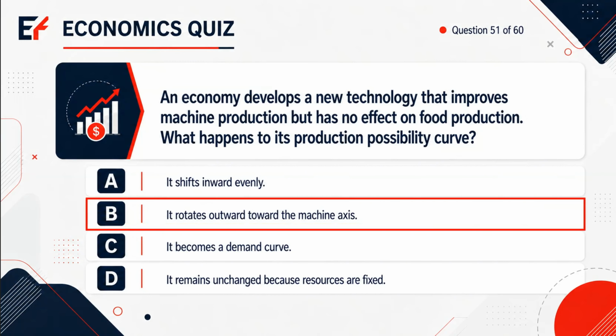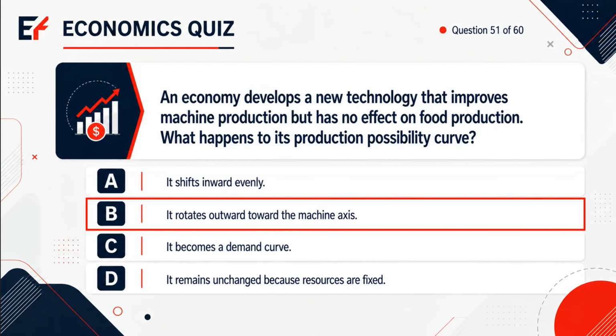Let's picture the production boundary clearly. The new technology increases the economy's ability to produce machines, but it does not improve food production. So the production possibility curve does not shift outward evenly. Instead, it rotates outward toward the machine axis, showing greater maximum machine output while food capacity stays the same. Option B is correct for that reason.